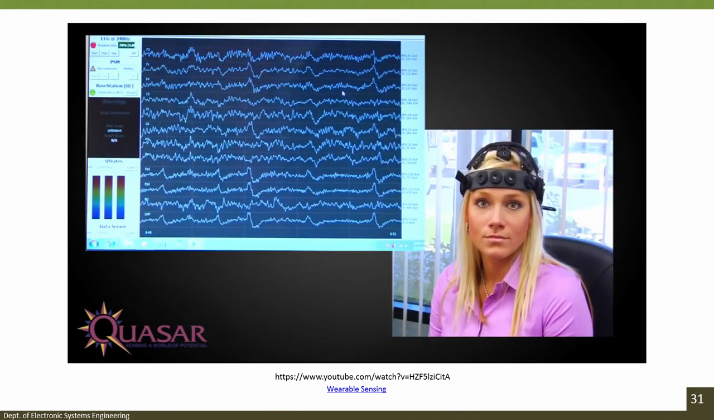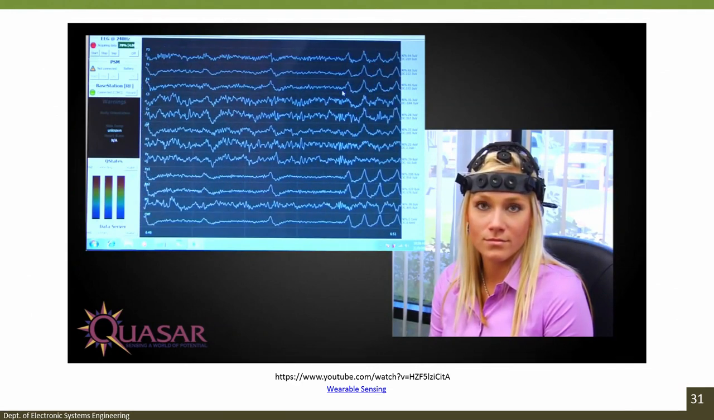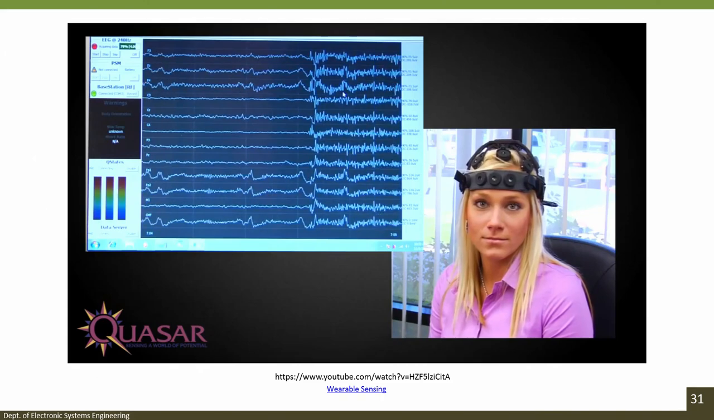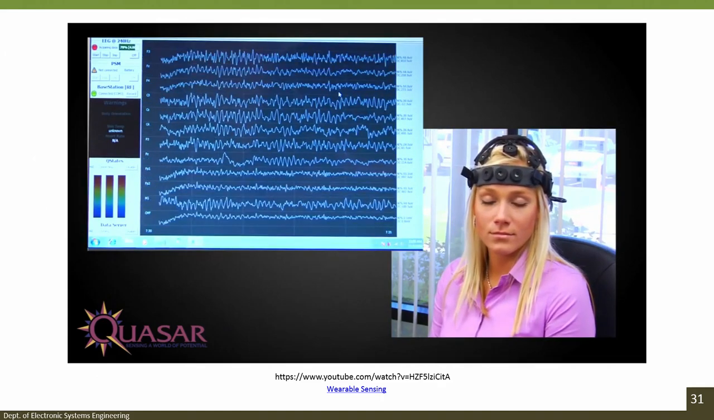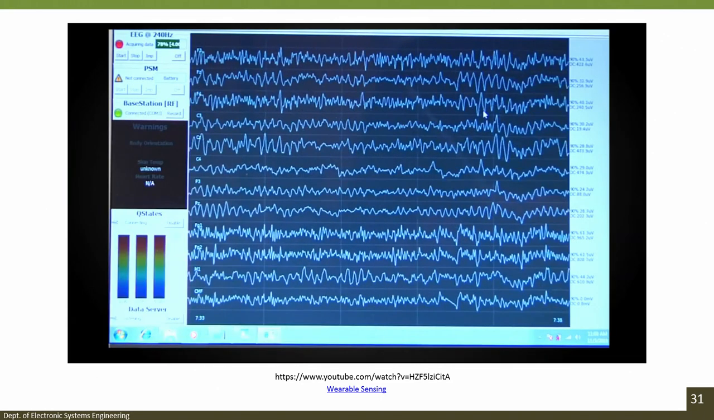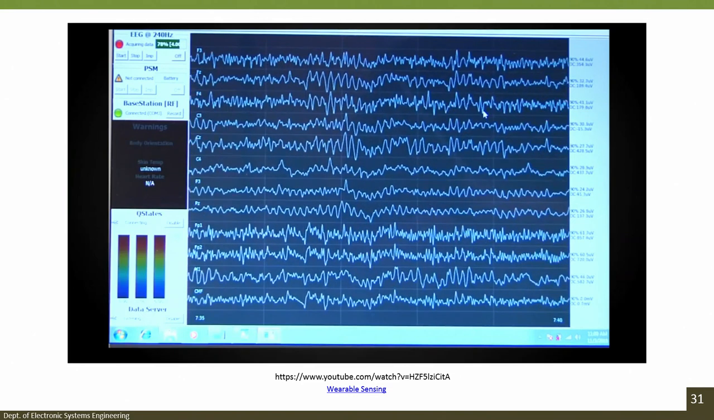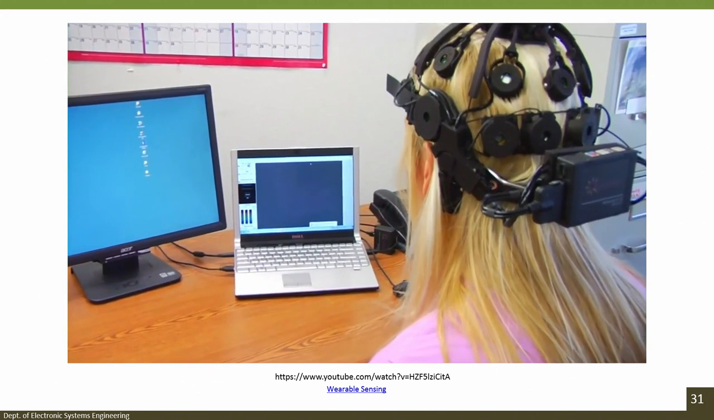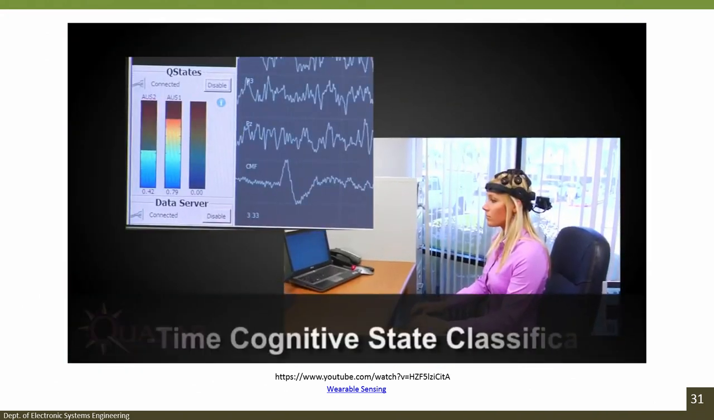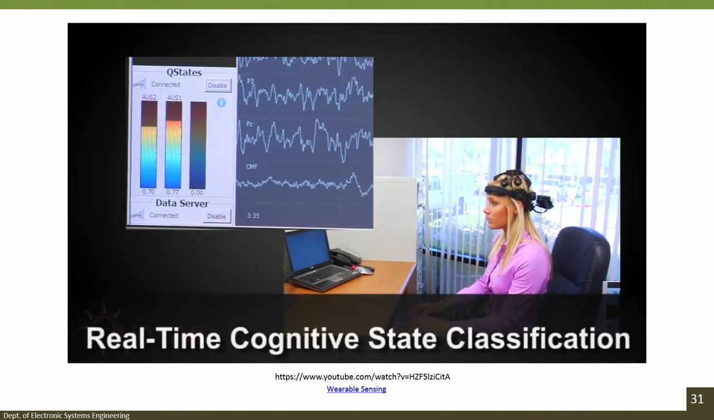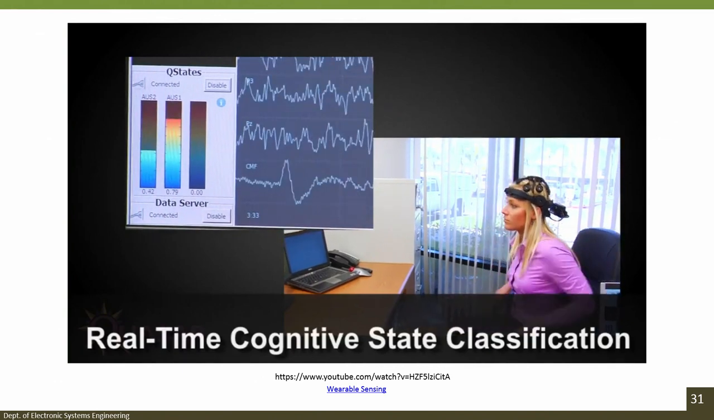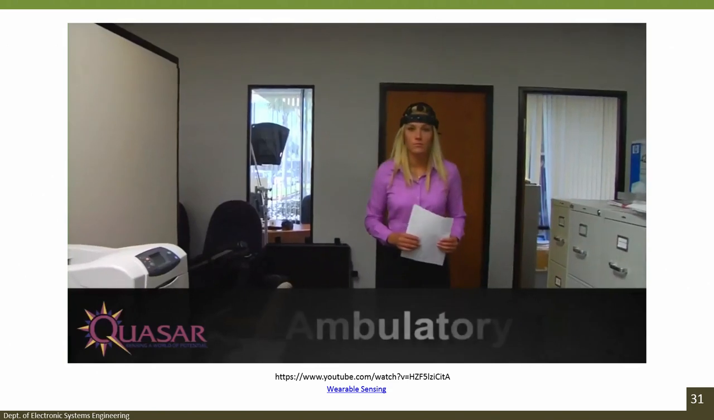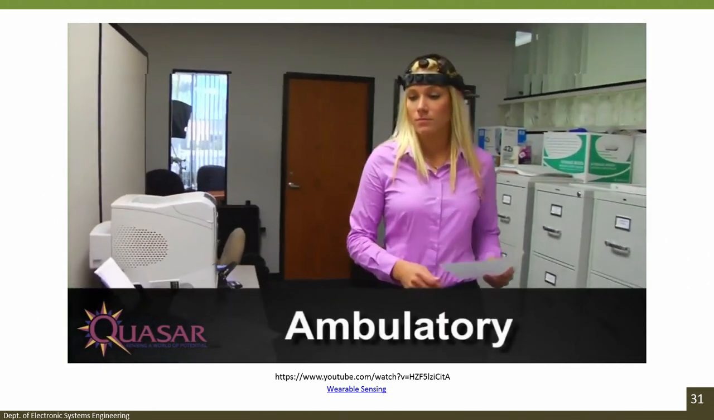Here we see signals due to blinking, jaw clenches, and EEG alpha activity, all acquired in real time by QStreamer, the data acquisition software designed for use with the DSI 1020. QUASAR has also developed sophisticated gauges for cognitive state classification. These can be tailored for specific research and monitoring applications and are implemented in real time.